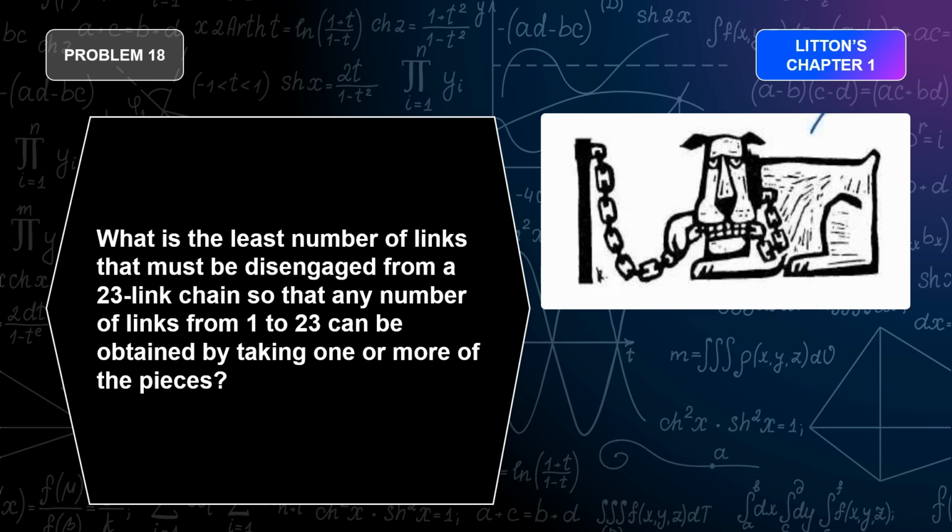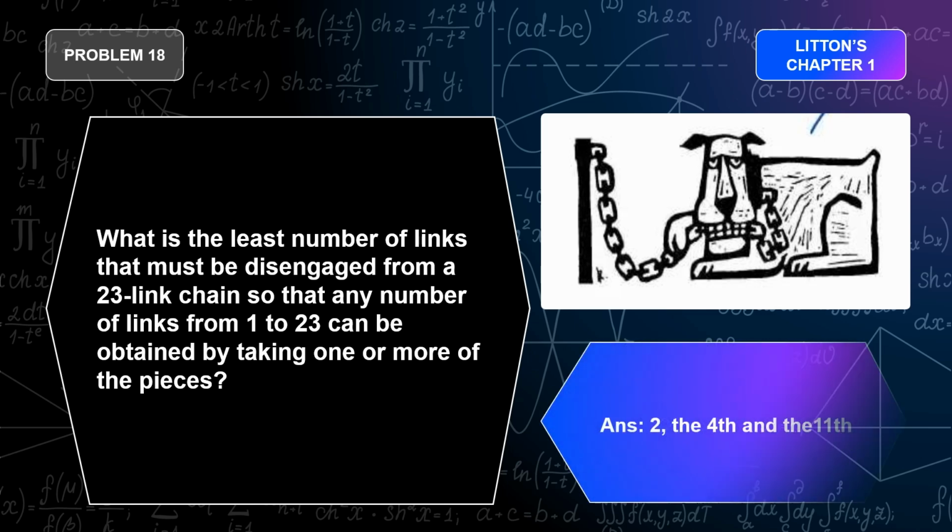Problem number 18. What is the least number of links that must be disengaged from a 23-link chain so that any number of links from 1 to 23 can be obtained by taking one or more of the pieces? The correct answer is 2: the 4th and the 11th.